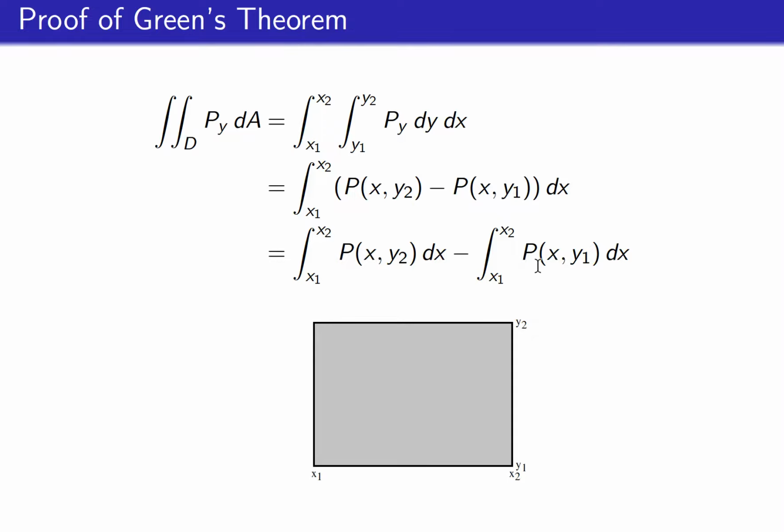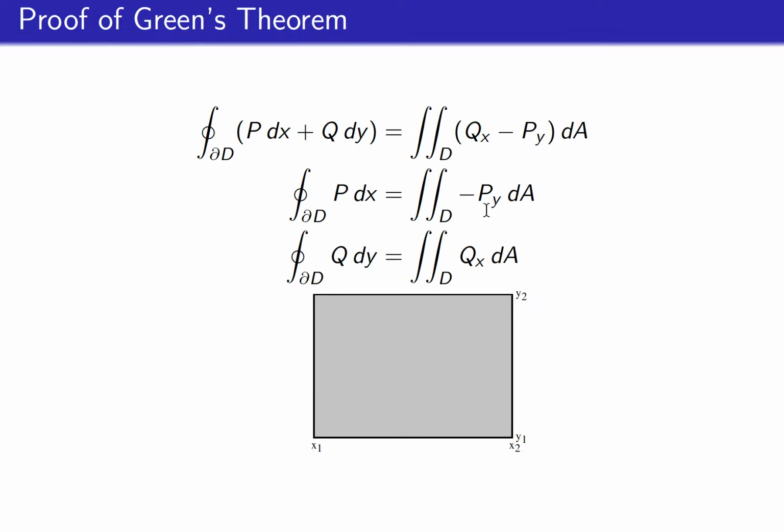So this integral here minus this integral here, and this is the same thing except y is equal to y1. So it's this integral minus this integral. All right, so that's the piece for P sub y. Well, there's a minus sign, but I'll get to that minus sign later. On this side, we need to figure out what that is.